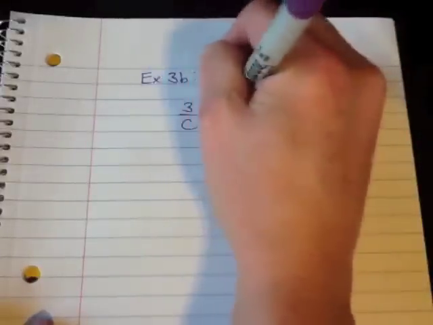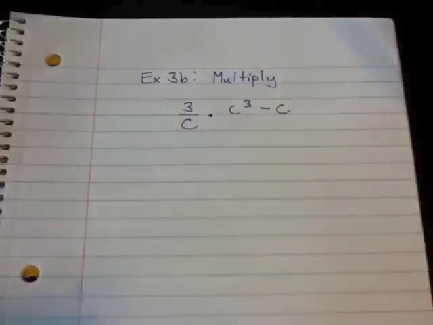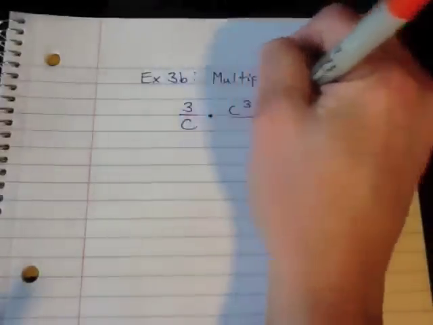All right, we're going to try another one. This is example 3b. Multiply 3 over c times c cubed subtracting c. So again, you want to make this a fraction by putting it over 1.